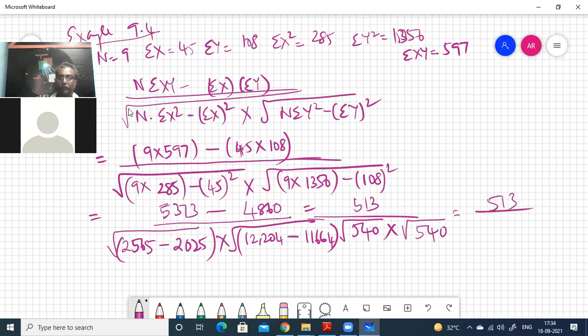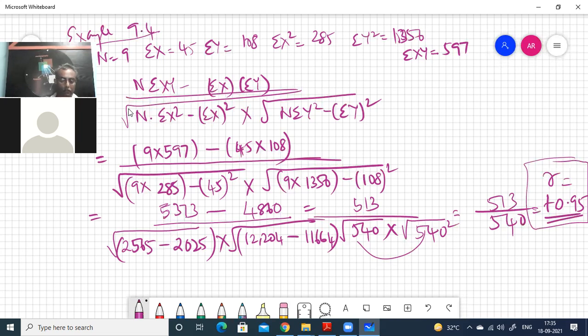513 divided by 540, because 540 into 540, if you take the square root, becomes 540. Now tell me 513 by 540, how much? 0.95. That's all. So R equal to 0.95. That means very strong correlation between the two sets of data, X and Y.